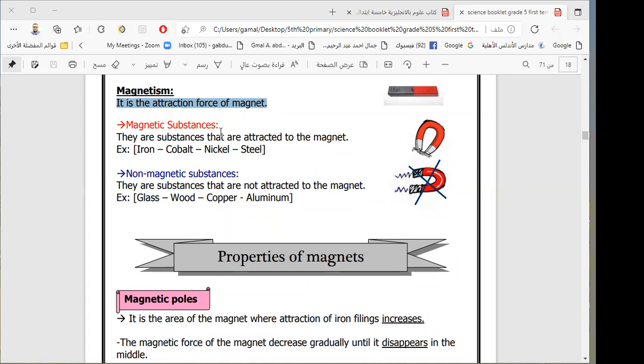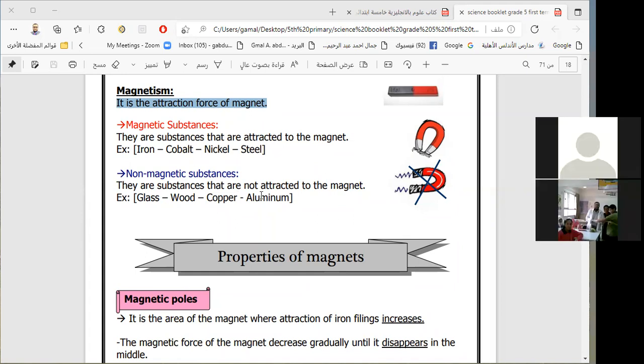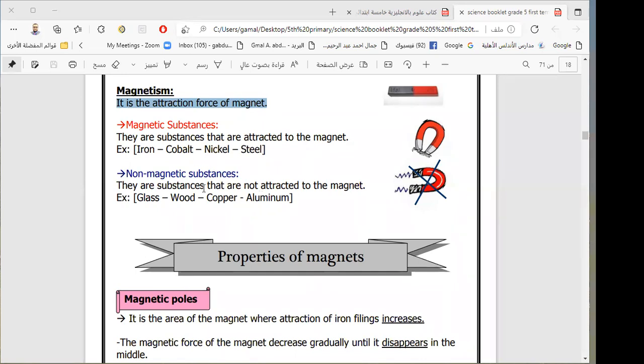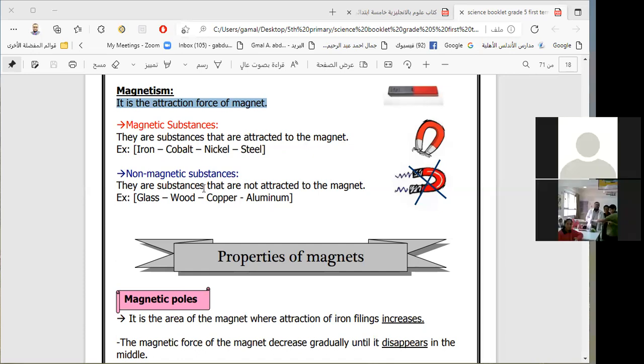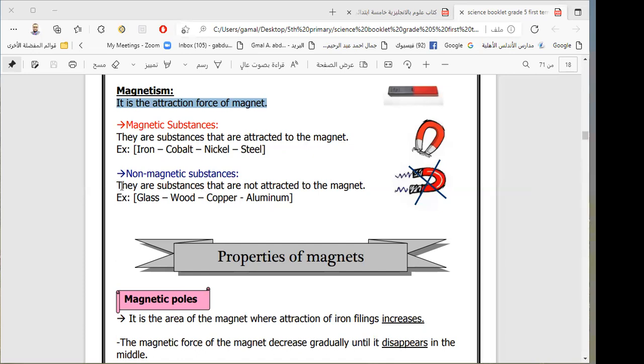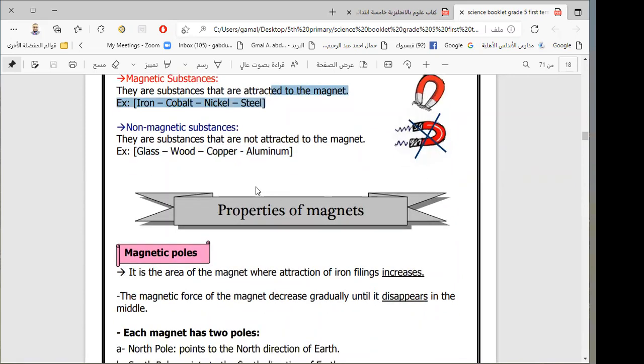The rest of the substances, all other materials, cannot be attracted to the magnet. So we call them non-magnetic substances, which are the materials that are not attracted to the magnet. Like glass, wood, copper, aluminum, and so on. Plastic, paper, water, air, your body, any other material not one of the 4 materials is a non-magnetic substance. Only iron, cobalt, nickel, and steel are magnetic; all the others are non-magnetic.